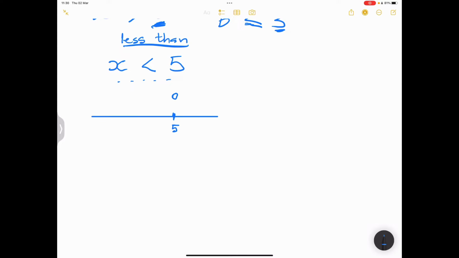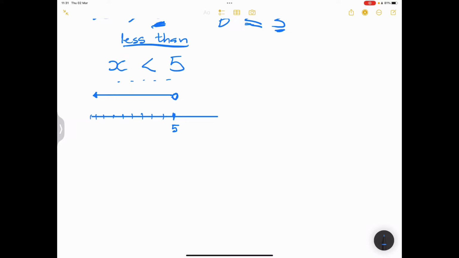So when that number is not included, in practice we use an open sign there. It's like an O that you use to show that we haven't included 5. Or we can say it's an open dot. And any other value that is less would be applicable. So in this case, it simply means that x is any other value that is less than 5.